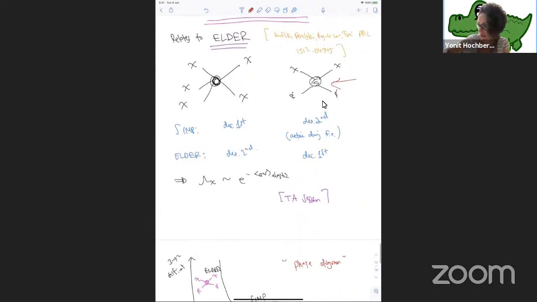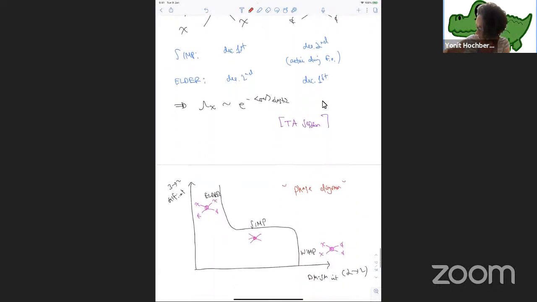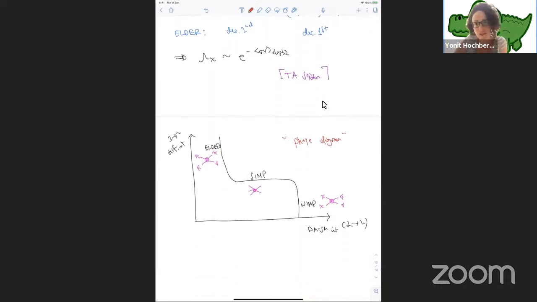If you want to read about that, this phase diagram is one you can find in more detail in the original ELDER paper. If you work through the case of ELDER, this is the phase diagram that you get.